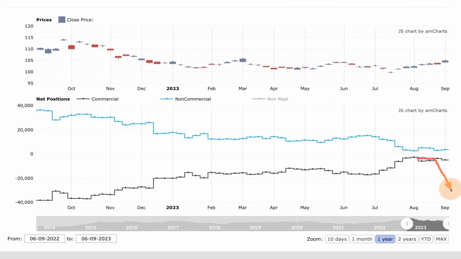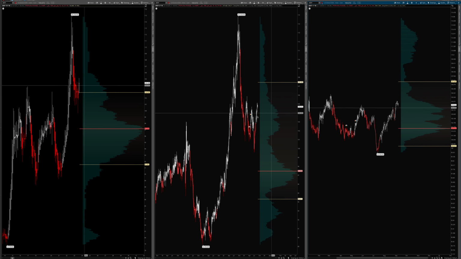Commercial, selling, hedging. But that's what the Commitments of Traders report is not really showing much. What's showing is that they're getting very narrow to the zero line, which is interesting. And this is the last clip.